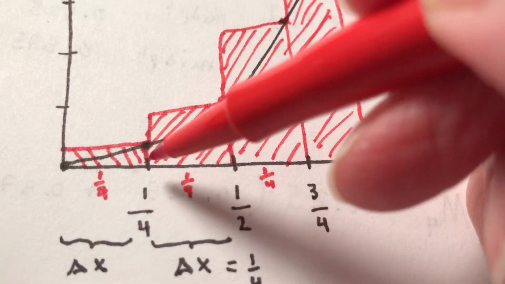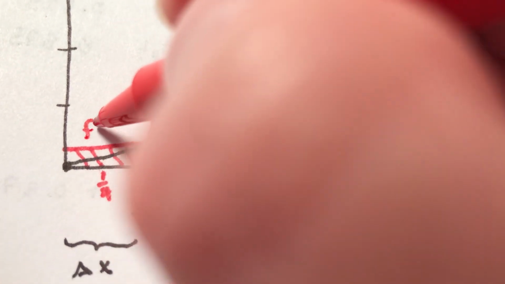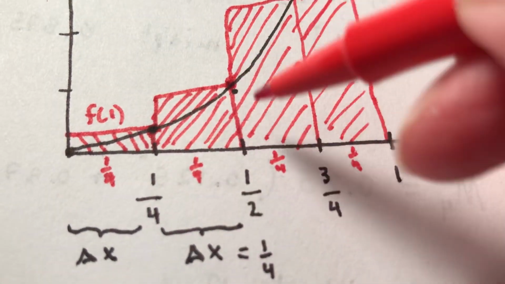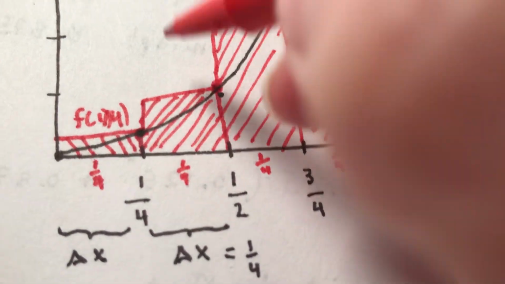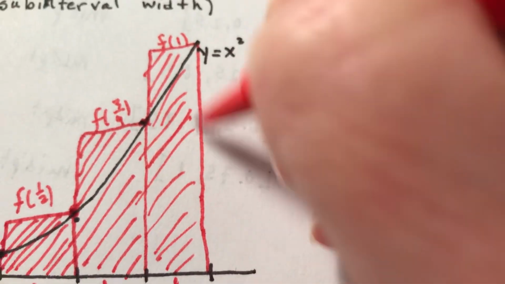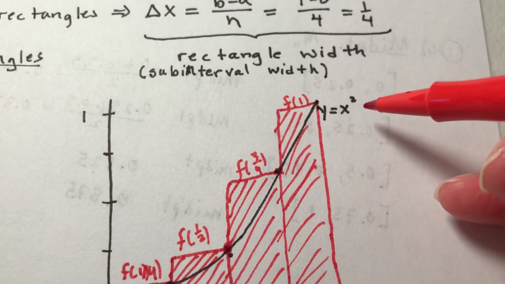The height of each rectangle is as high as the right-hand endpoint. The height of the first one is f of 1/4. The height of this one is the right one, so it's f of 1/2. The height of this one is the right-hand endpoint, f of 3/4. And the right-hand endpoint here will be f of 1. As a matter of fact, the height of this one is 1. To find these values, you just plug into the function, which is y equals x squared.